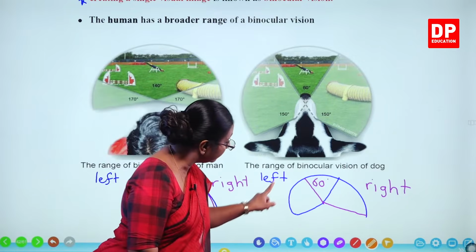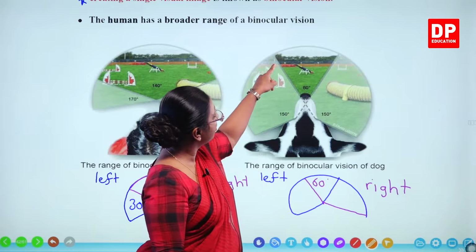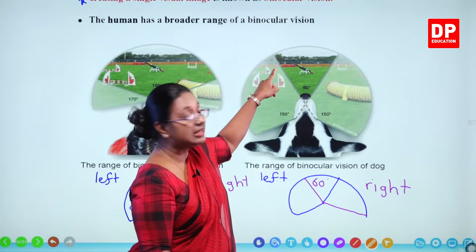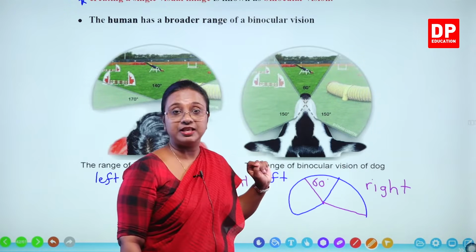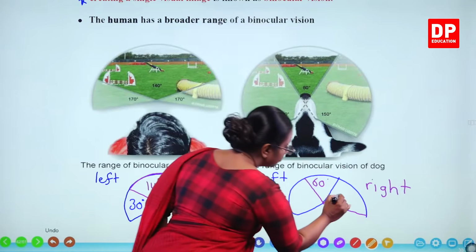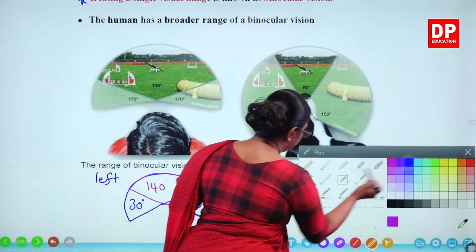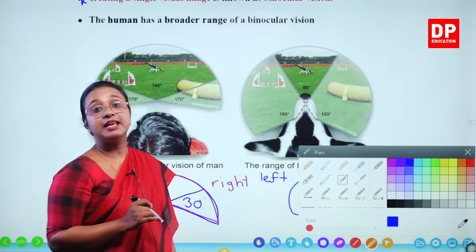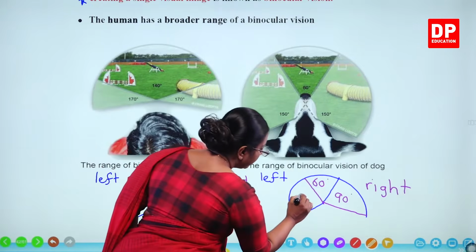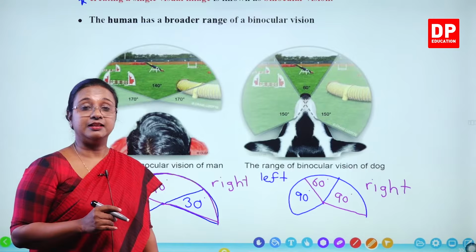But look at the rest of the area. Now this whole region, the visibility range is 150. Out of that, this part is 60 degrees. So this will be 90 degrees. The same way for the left eye as well. Here also the range will be 90 degrees.